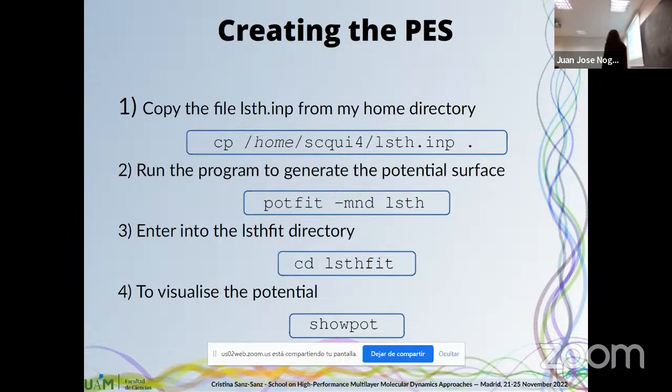Once you run this, it might have taken a few seconds. I don't know if you've done it already. If you do an ls, you will see that you have all obtained a new directory that is called lsth fit.